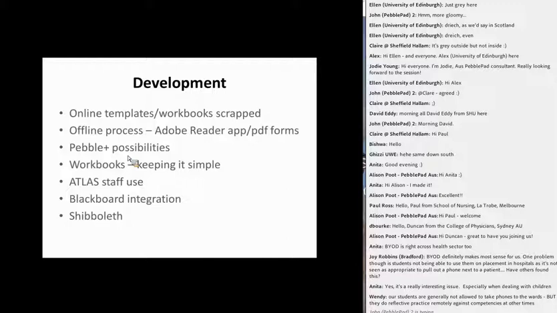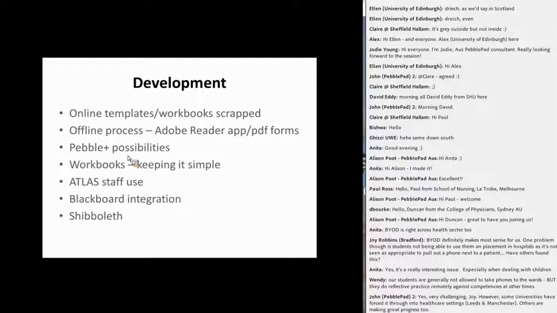The first point, online templates and the workbooks we originally created in PebblePad, when the internet access was not guaranteed, we really had to scrap all that early development. So it was several months of work at that point. We had to completely scrap and start again because we didn't have an option to get a signature against a competency offline. So what I came up with at the time, people may know of other options. Again, through lack of technical support, there wasn't much time to explore this fully. But Adobe Reader was something that I used.